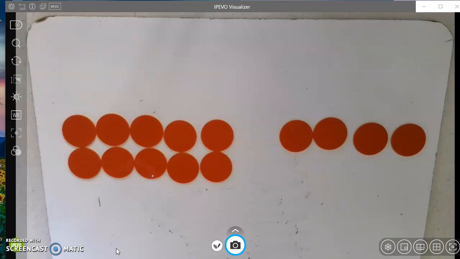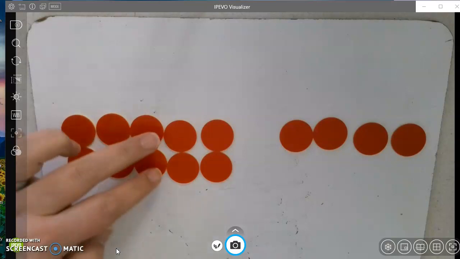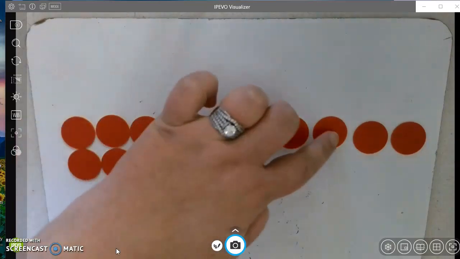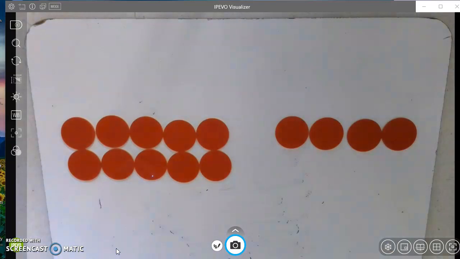And I would like to know different numbers that we can take away from 14, and what their answer would be. So what I mean by different numbers that we can take away from 14, could I take 20 away? Let's see. I'm going to count my twos. 2, 4, 6, 8, 10, 11, 12, 13, 14. I only have 14 counters.